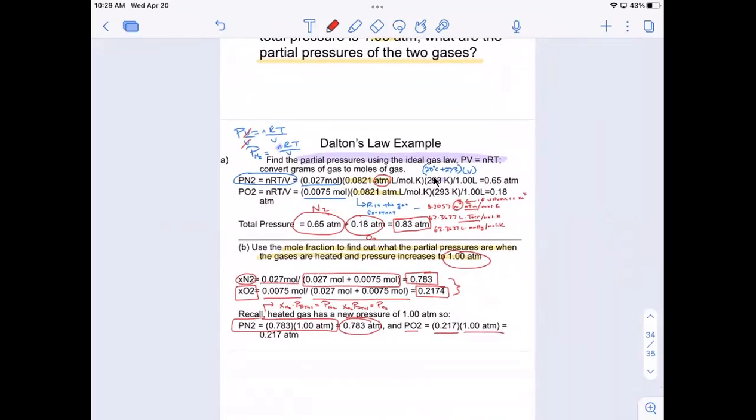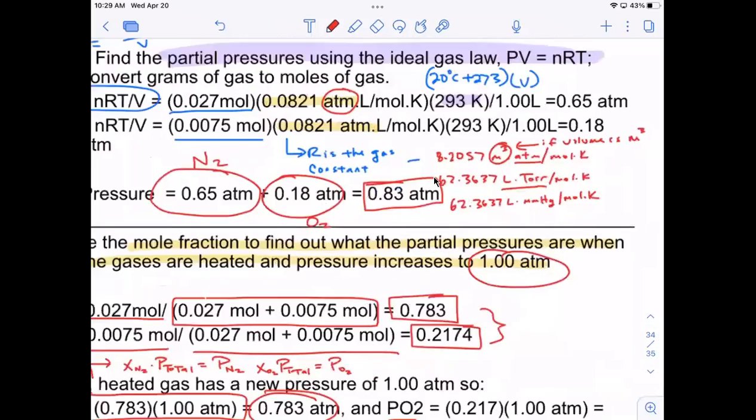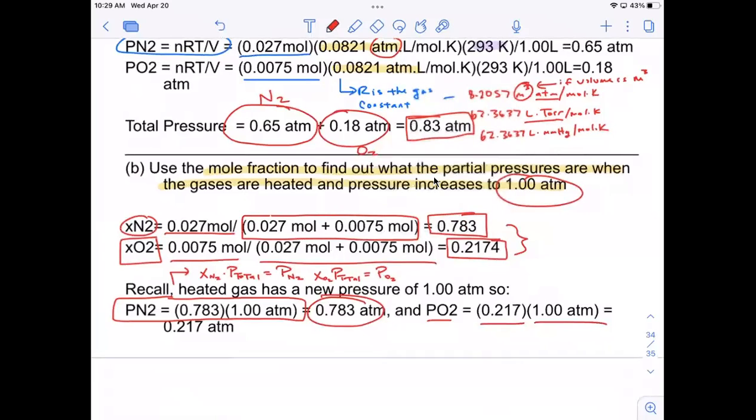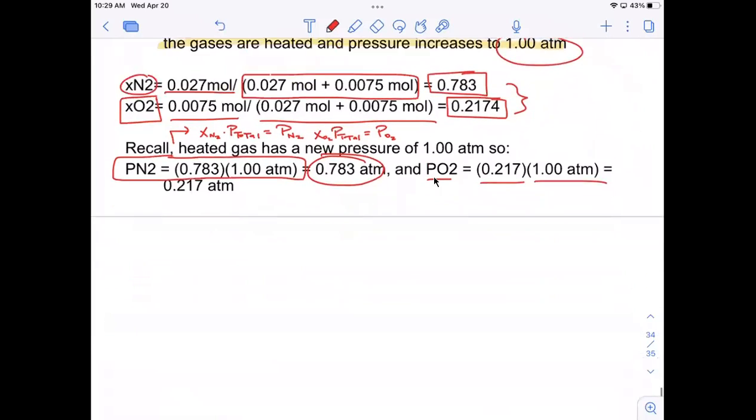And then the B part of the question says, if you heat it up and the total pressure increases to 1 atmosphere, because you see right here, it was 0.83. So if you heat it up and the total pressure is now 1 atmosphere, what are the partial pressures of the gases? And we can use, again, the mole fraction that we talked about earlier. So mole fraction times the total will give me the partial of any one of the gases that make up that sample. All right, any questions? Any questions right here?